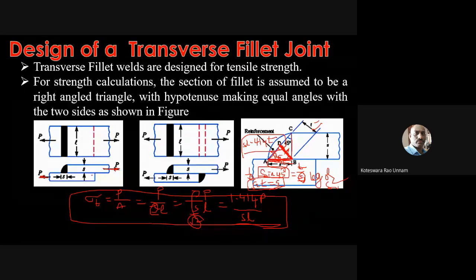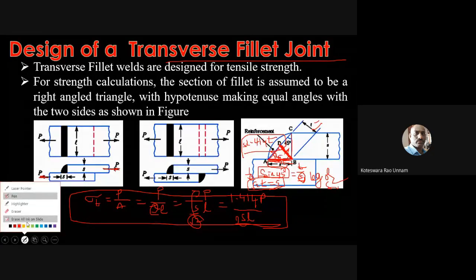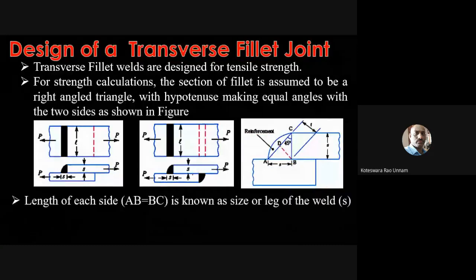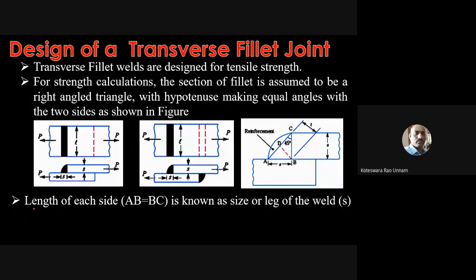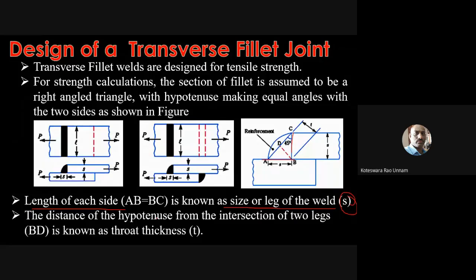If it is a double transverse fillet weld, then you will get 2 times, something like this. That is the formula for the design of the transverse fillet weld. That's what I have shown in the slides also. The length of each side, AB and BC, is known as the size or leg of the weld, denoted by S. That we already discussed.